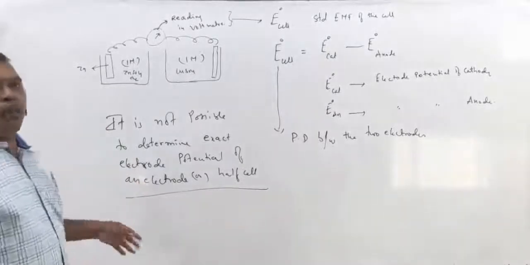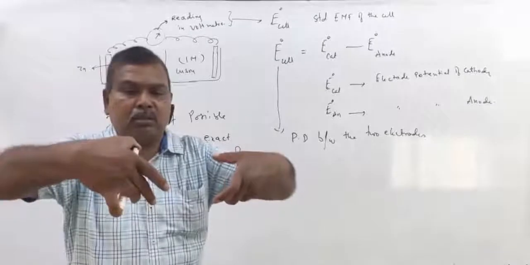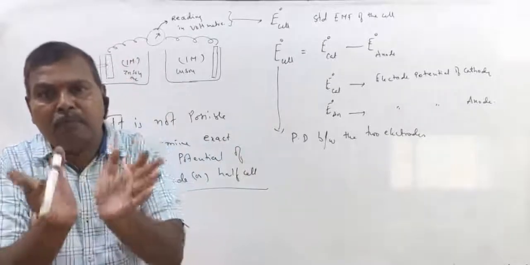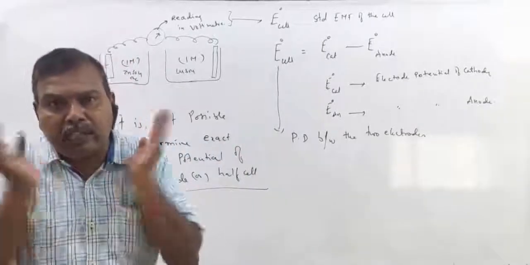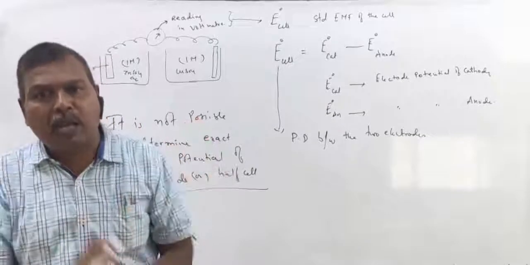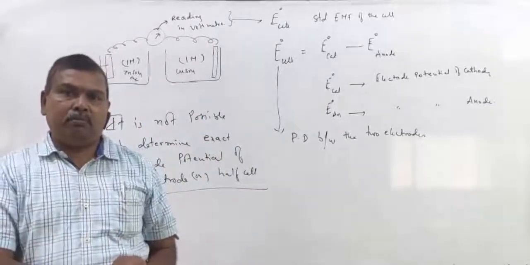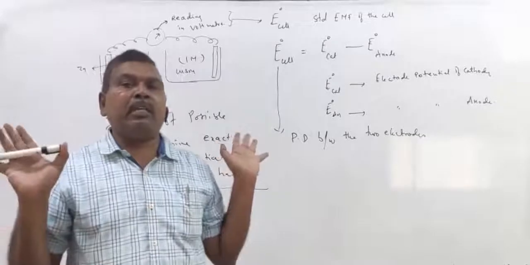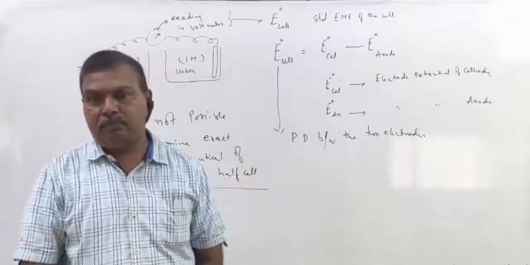Is it clear? So whenever you connect two electrodes, you will get the EMF of the cell. You will get the potential difference between the two electrodes. It is not possible to determine single electrode potential.